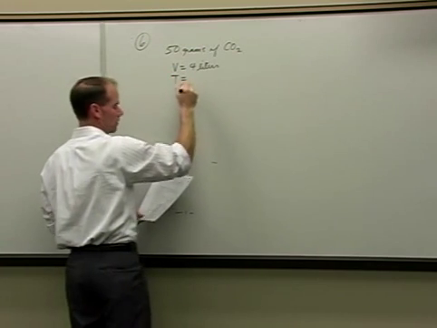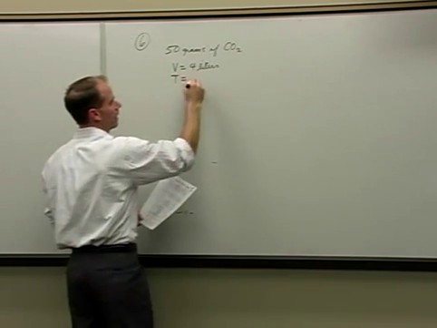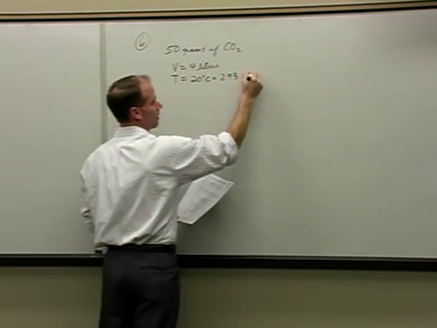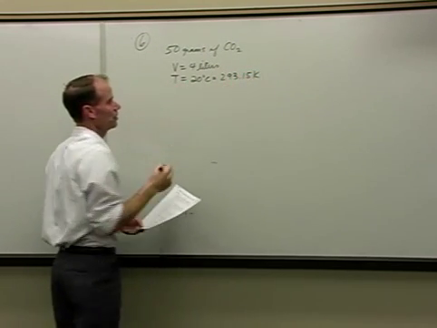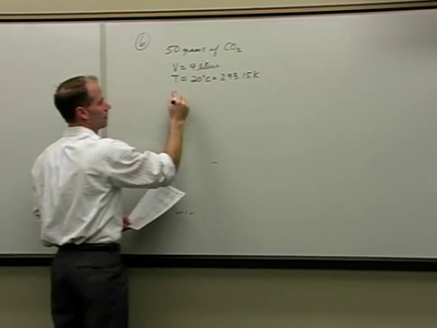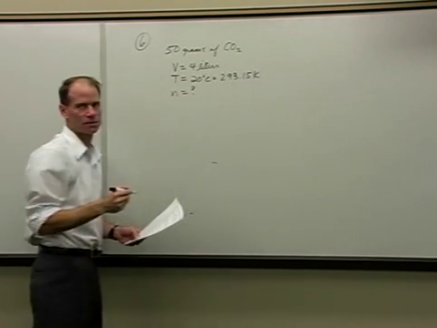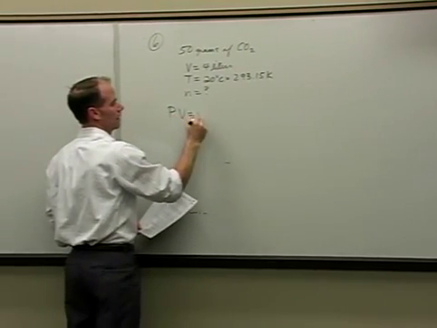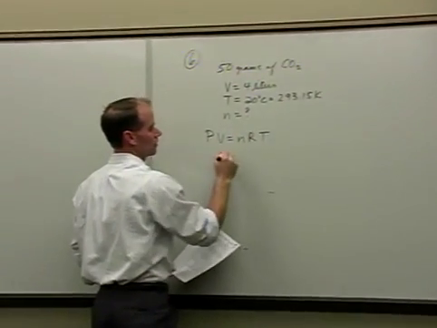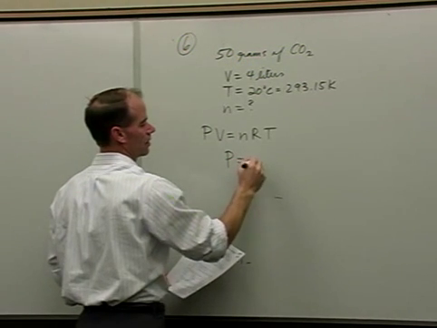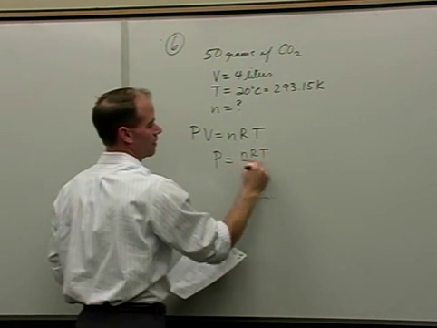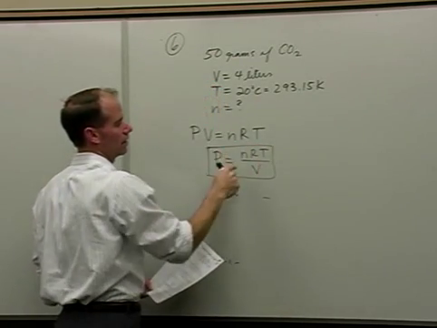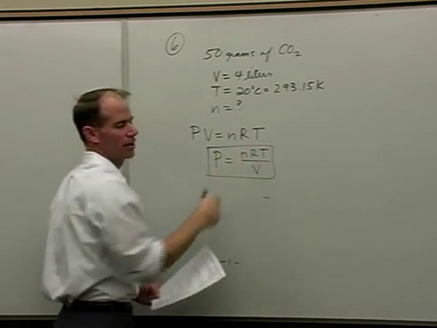Our temperature is 20 degrees centigrade, which would be 293.15 Kelvin. And if we knew N, then we can solve this because we know from the ideal gas law that PV equals nRT. So the pressure we're looking at is going to be nRT divided by V. And we know V and T. If we knew N, we could do it because we know R.